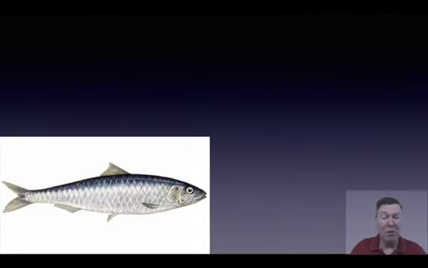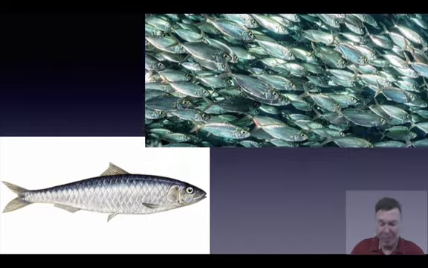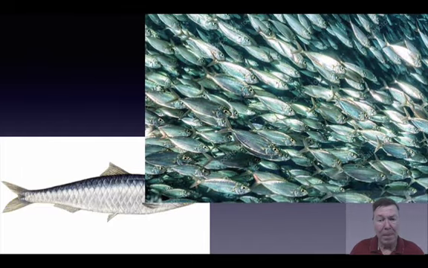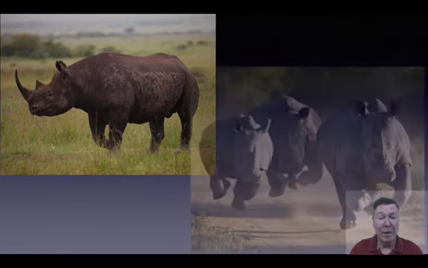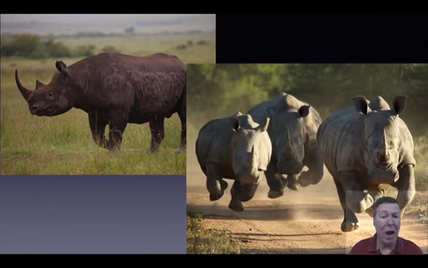All right. If you take a sardine, it's a fish. You take a bunch of fish, it's called a school. So the monomer is the fish, the polymer is the school of fish. You take a rhinoceros, you get one, that's the monomer. If you take the polymer, it's called a crash of rhinoceros, which is very appropriate because they can be mean. So the monomer, one, the polymer is called a crash, more than one.